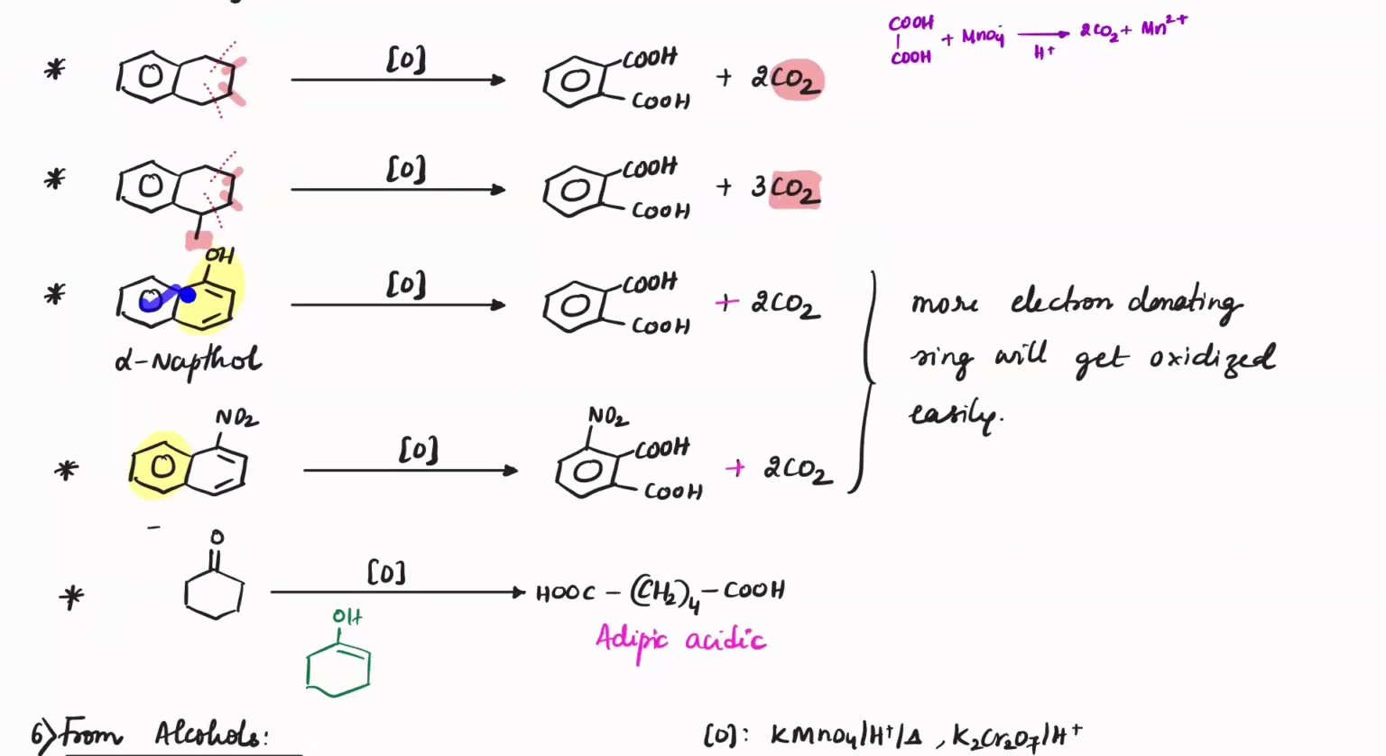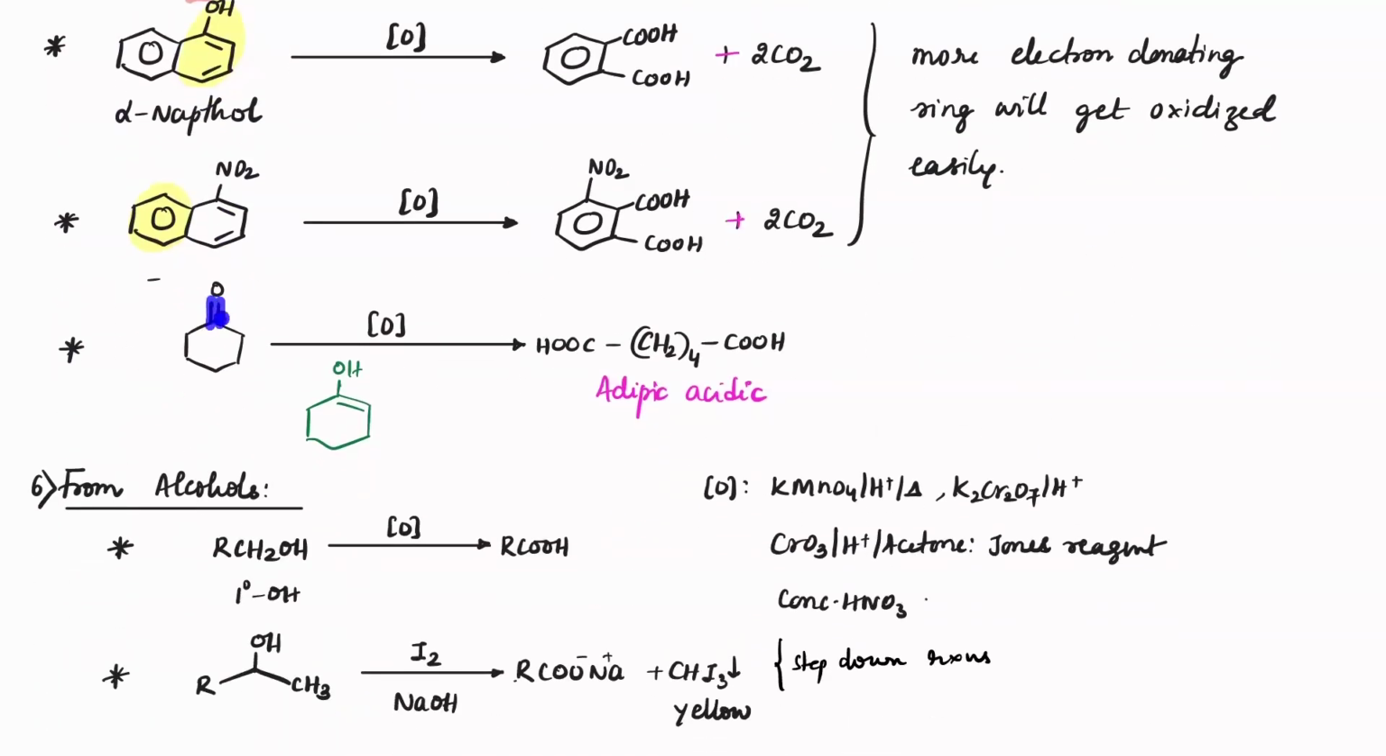In case you have two fused rings, the ring which is more activated, in this case, in alpha naphthol, this ring is more activated. That ring will get oxidized. So the bond will break here, and you'll get phthalic acid, carbon dioxide. If you have nitro, then this ring is more activated. The ring which is more activated will break, and that will convert into acids. So you'll get this nitrophthalic acid.